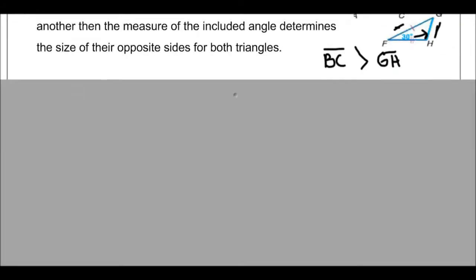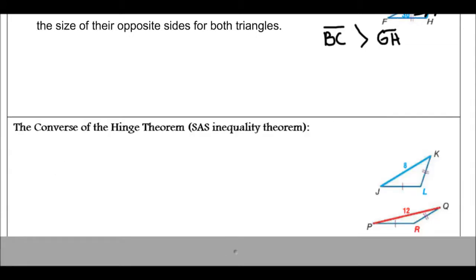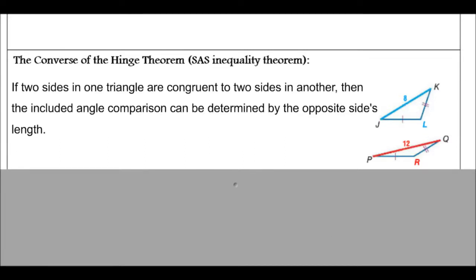The converse of that basically says if you have two sides congruent in one triangle to another, that the angle opposite the non-included side can be determined by the non-included side. So if you have two sides in one triangle congruent to two sides in the other triangle, then the included angle, so L and R, comparison can be made by the opposite side's length. So JK is opposite angle L and PQ is opposite angle R. And since JK is less than PQ, then angle L is less than angle R.